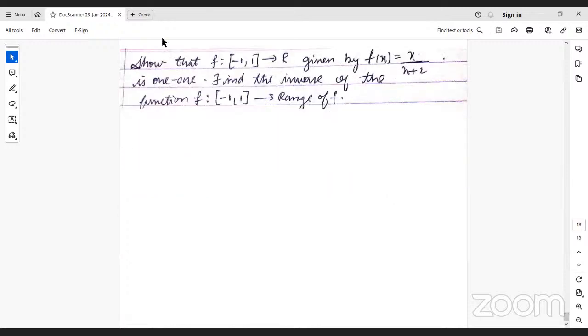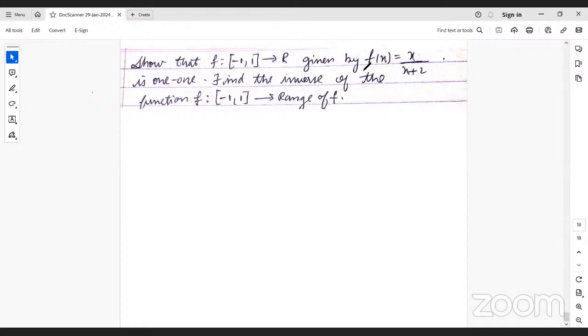So see, if the question is not on invertible, the question will be: check whether the function is one-one and onto function. Here what they have given: show that f from minus 1 to 1 to R, given by f of x is equal to x upon x plus 2, is one-one. First we have to show it is one-one, and then find the inverse of the function, that is, from minus 1 to 1 and range of f.